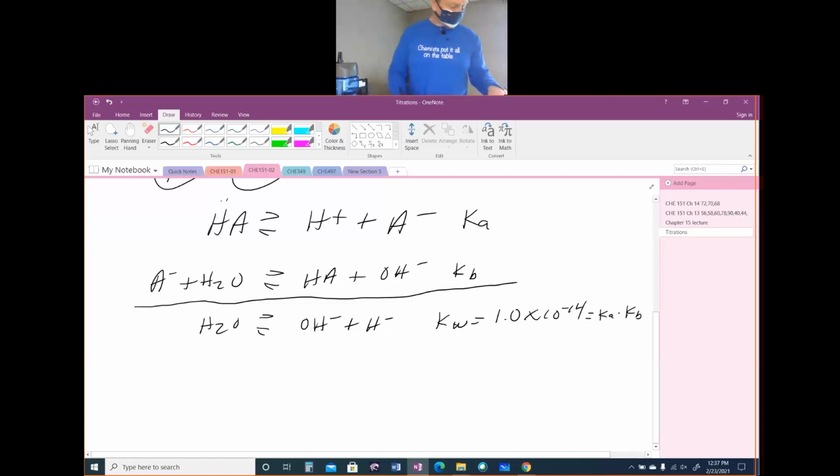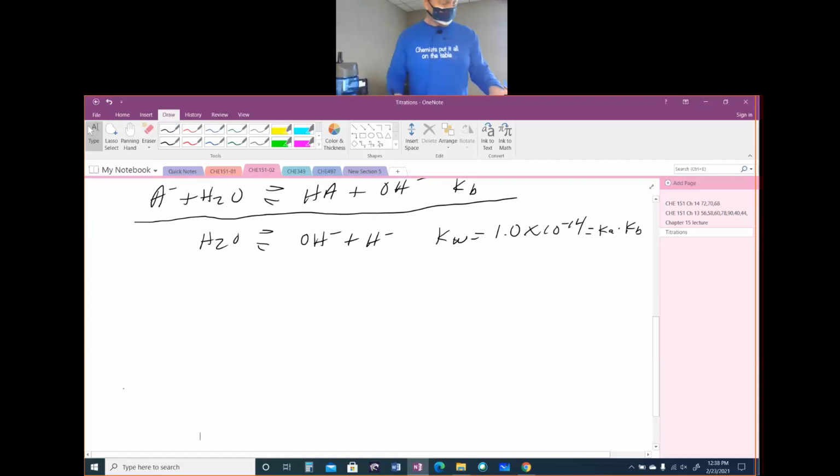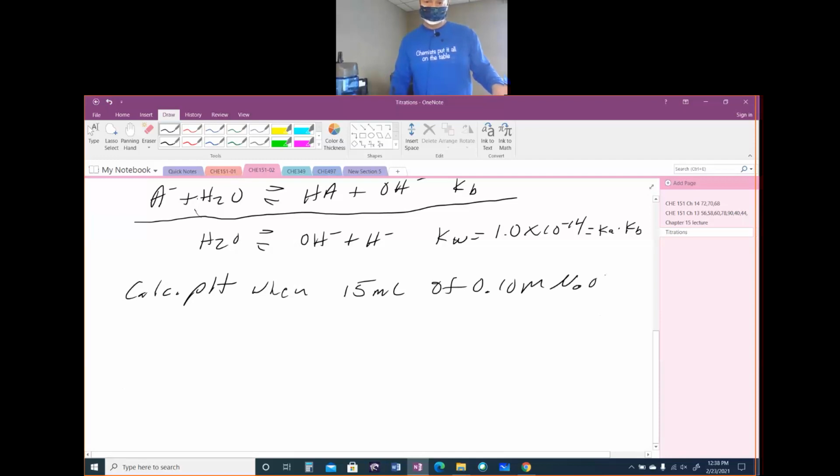All right, so we're going to do a problem that is part of a titration problem. All right, so we're going to do parts of the titration, and then we're going to put it all together and do an entire titration. All right, so this problem is: calculate the pH when 15 mils of 0.1 molar NaOH has been added to 25 mils of 0.1 molar HCl.